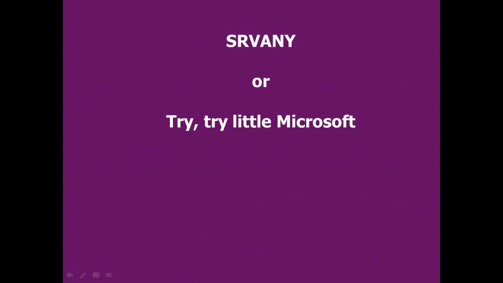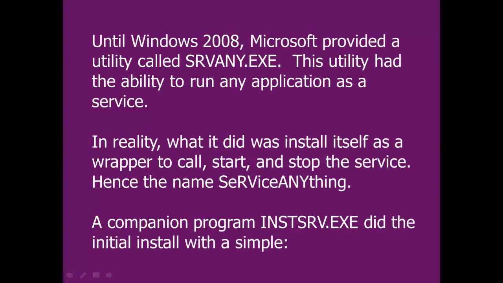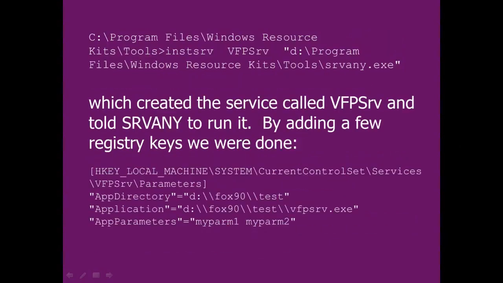SRVANY. And SRVANY was the original way to create a service. Up until Windows 2008, that was the only way. Now, it really sort of installs itself as a wrapper. That's where the SVC host comes from. And that's why SRVANY is an abbreviation for service anything. But you can't just install it like that. You have to use a separate program called INSTSRV to install SRVANY to run your service.